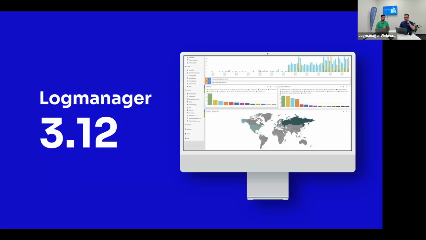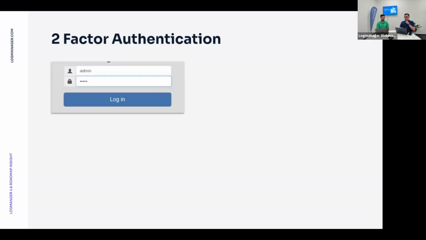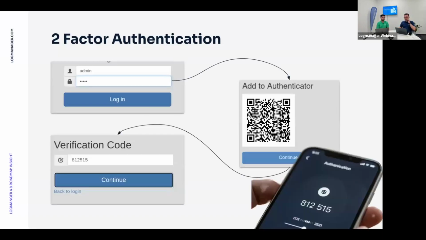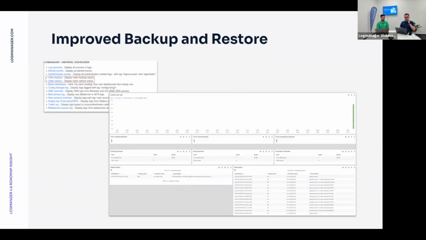Exactly. But yeah, this is something I just wanted to mention, to show that we are not forgetting the existing customers. We know that it will take some time until we have the clusters developed for Logmanager 4, so we are keeping Logmanager 3 still on our radar. So two-factor authentication, something which makes sense from best practices and NIS2 requirements, so we are adding it to 3.12.